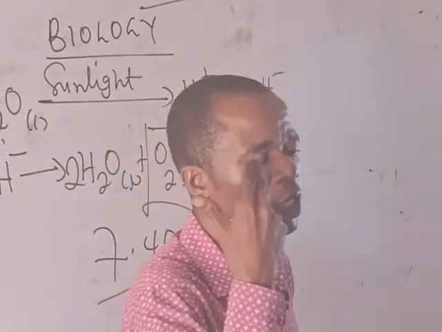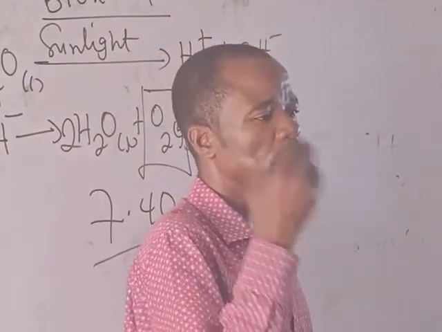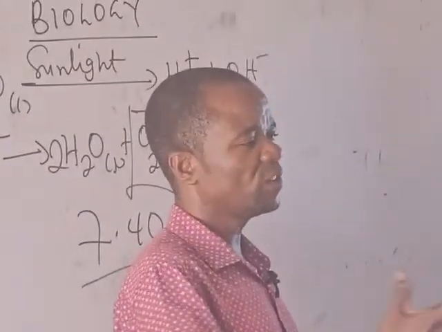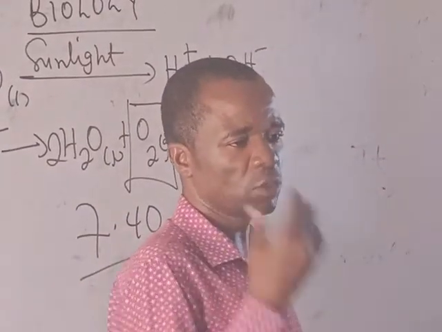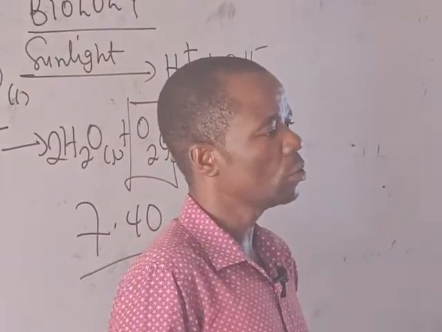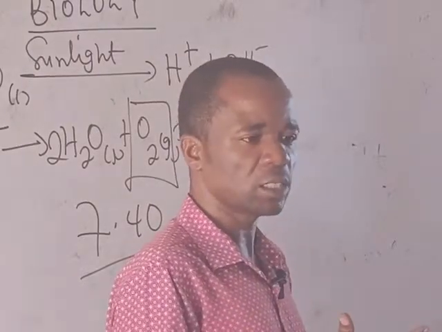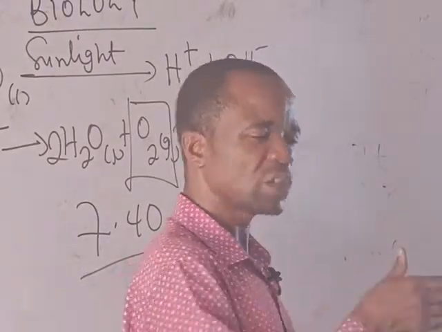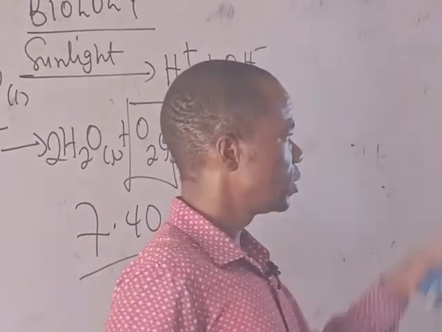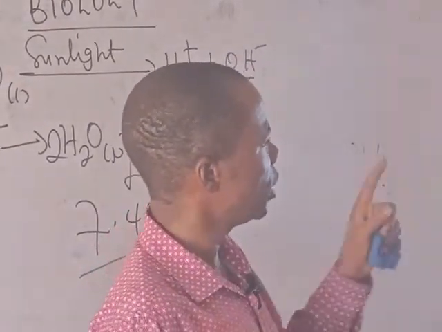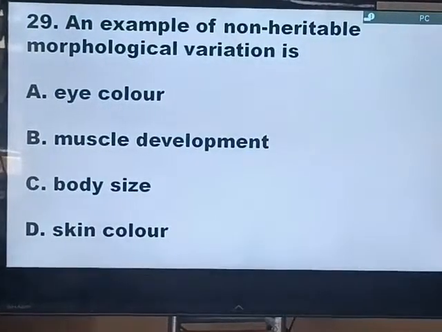For example, if a person, God forbid, went blind in one eye, does it mean that when that person gives birth to a child, the child is also going to be one-eyed? Exactly not, because that is an acquired characteristic. So acquired characteristics are not transferable, they are not inheritable. So the correct answer here is muscle development. It is not a heritable morphological variation.